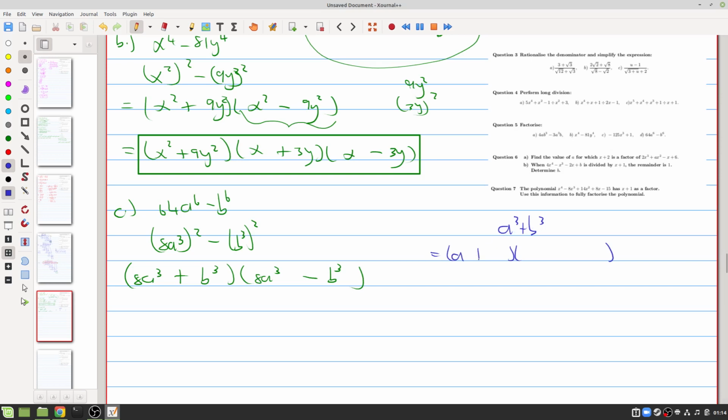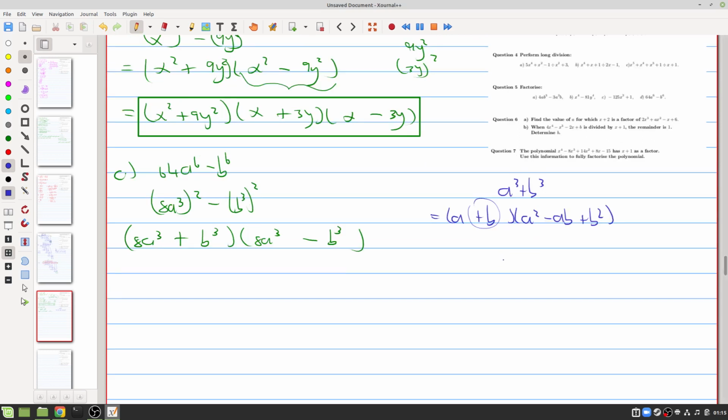So it's just going to be a plus b in here. Then in the next bracket, it's the first term squared, so a squared. Then it's the product of these two. So a times b is ab, and you change the sign. So instead of positive ab, it becomes negative ab. And then the last term is this second term squared. So b squared is b squared. Okay, so that's how you factorize this sum of two cubes.